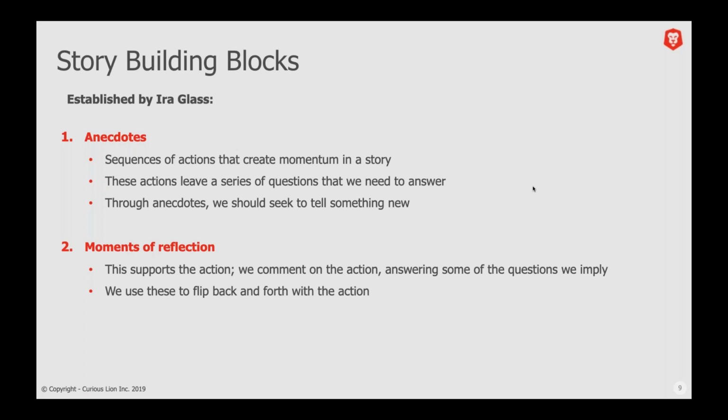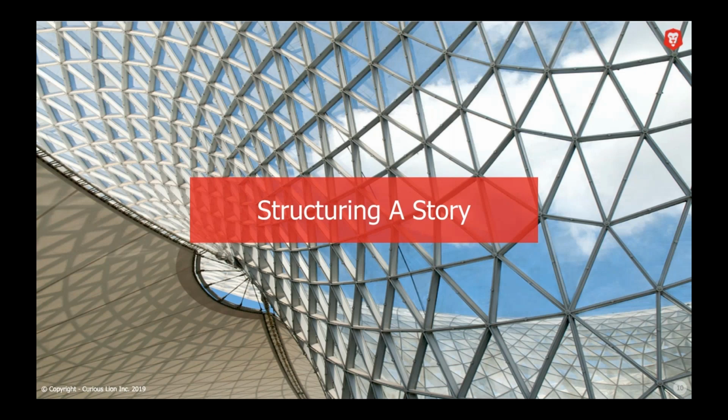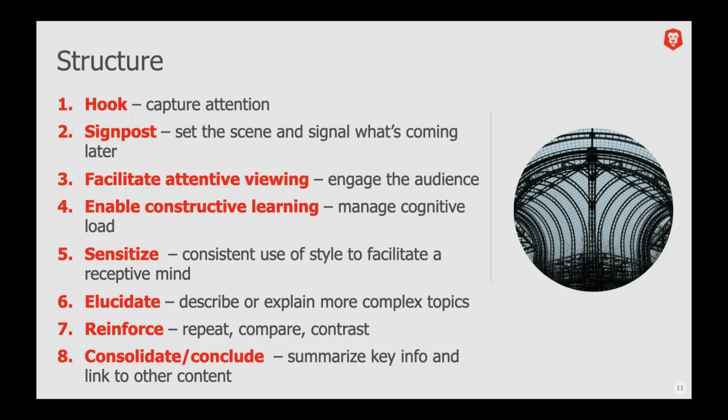Okay, so once we've got these building blocks, how do we structure the story? How do we organize these building blocks in a way that makes sense and gets the learner to the desired conclusion? Essentially, there are 8 things that we'll incorporate into the structure. The first one is the hook. Here we try to capture attention with shock or surprise or delight or fascination, suspense. So what we just talked about, that first anecdote, could be your hook, right?